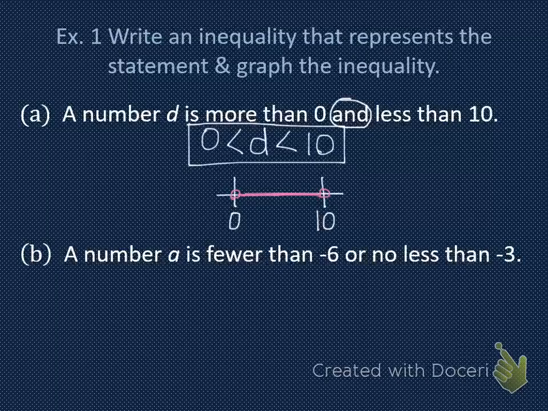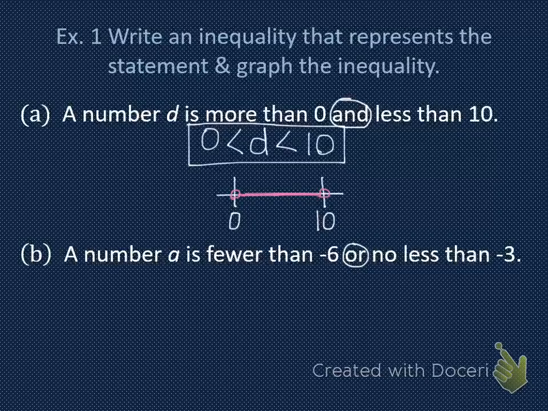The variable is in the middle, so when I graph, if I've graphed correctly, the two arrows should meet in the middle. Okay, the two graphs should meet in the middle. Now letter B. A number A is fewer than -6 or no less than -3. Question, and or? Or. It clearly says in the word problem, or. So, how many inequalities are we going to be writing? Two separate inequalities. We learned that from the definition. The or compound inequalities are two separate inequalities.